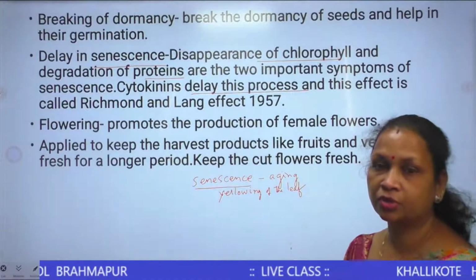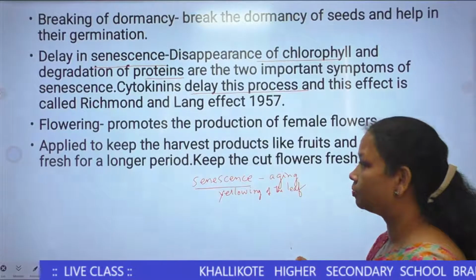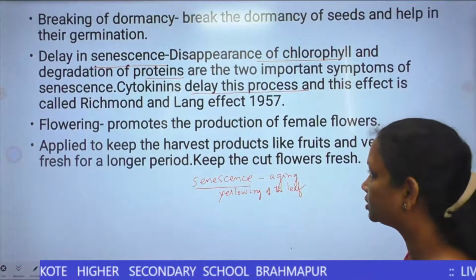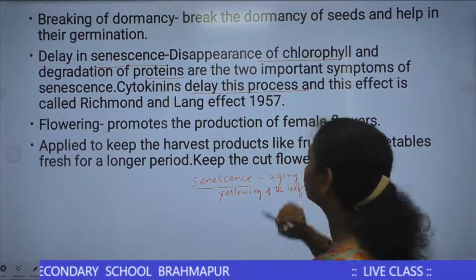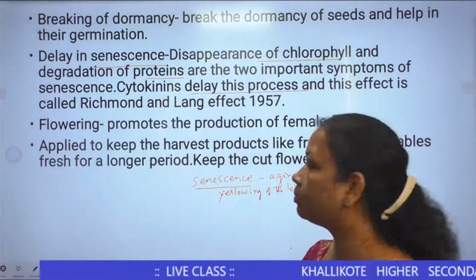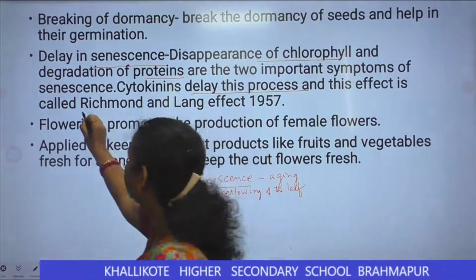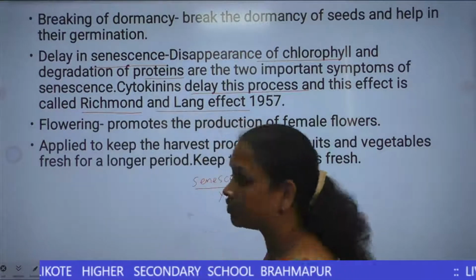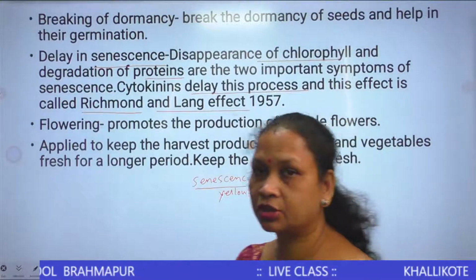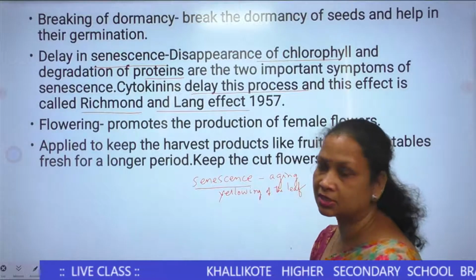But application of cytokinins to these plants delays the process of senescence. So, how are they going to delay the process of senescence? Previously, as I have told, they help in the division of the chloroplast. Division of the chloroplast helps to produce new chloroplasts, so more chlorophyll will be synthesized. So, they will delay the process, and this delaying of senescence was studied by Richmond and Lang in 1957. So, it is commonly also called the Richmond and Lang effect.